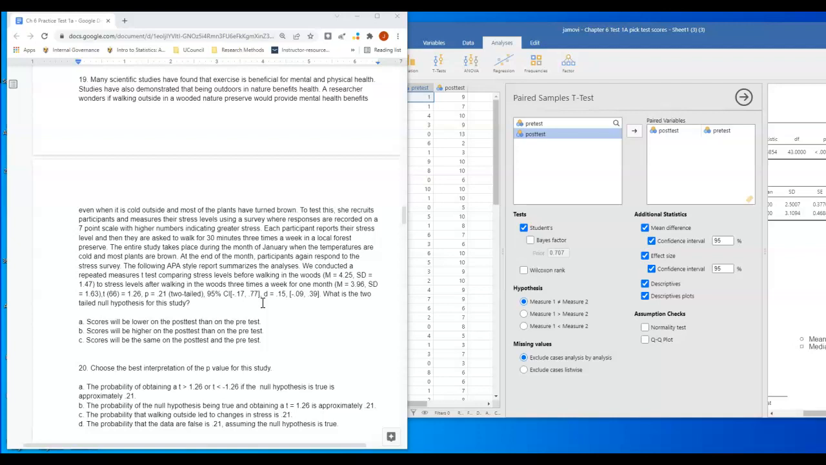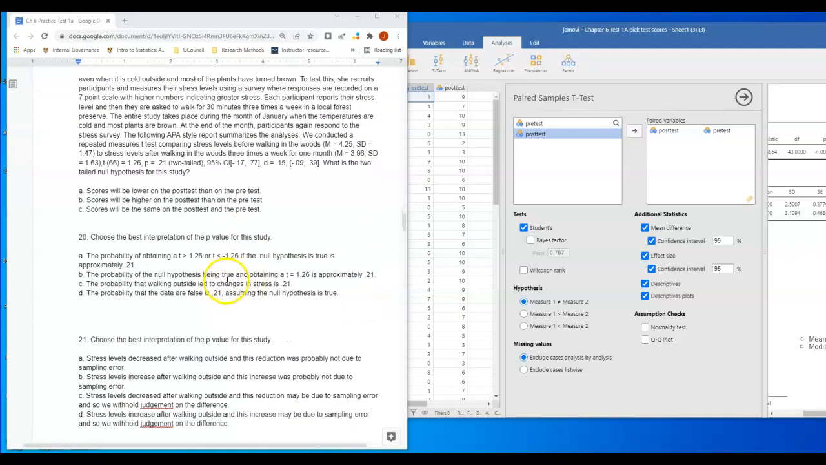And then we have the APA-style report summarizing these results. We conducted a repeated measures t-test comparing stress levels before walking in the woods to stress levels after walking in the woods 3 times a week for 1 month. Right? So if we look at these two means, we can see that stress levels appear to have gone down, and then we have the t-test to evaluate as well. So the first question is, what is the two-tailed null hypothesis for the study? Two-tailed test is always the scores will be the same. There will be no difference on the pre-test and the post-test.